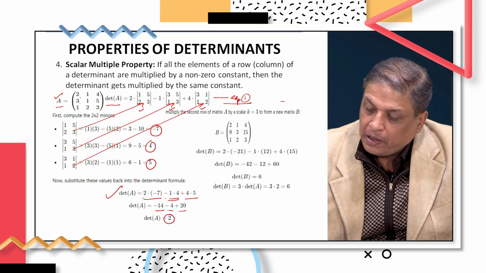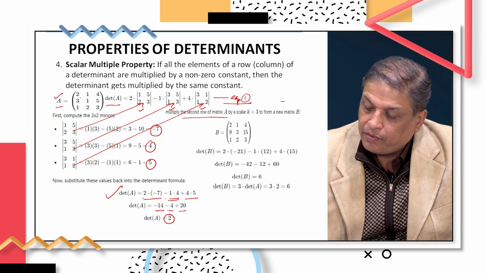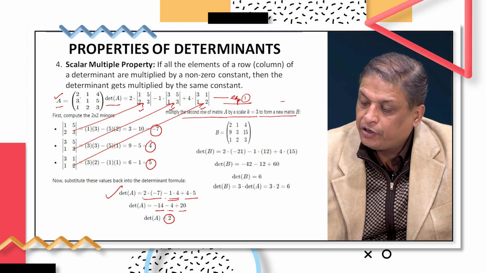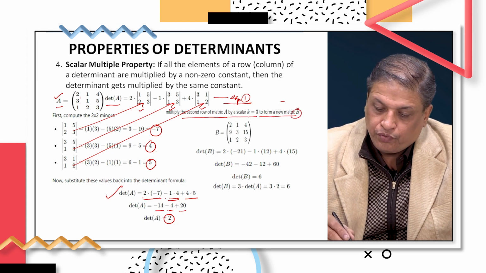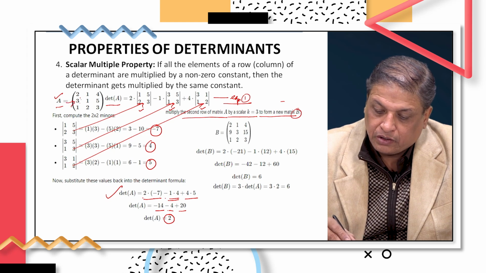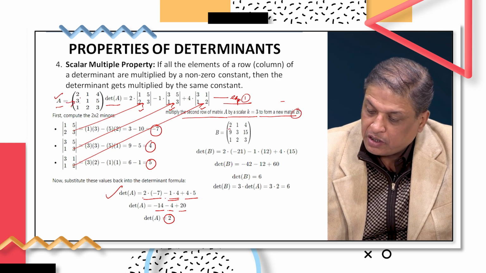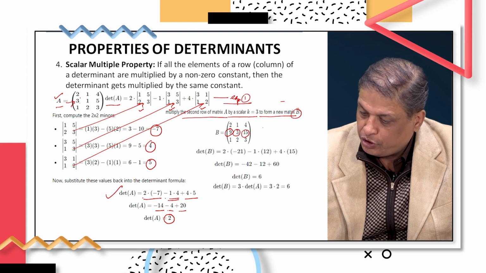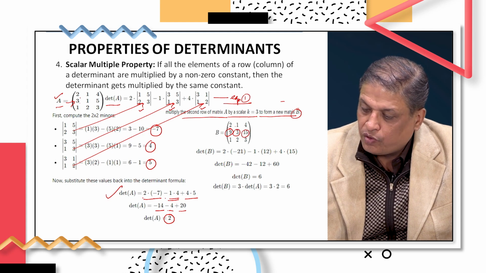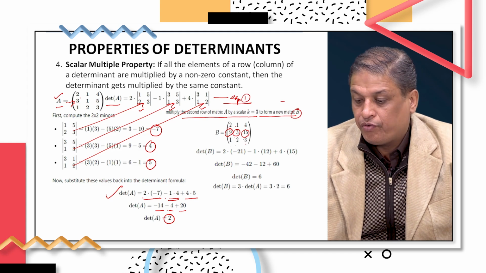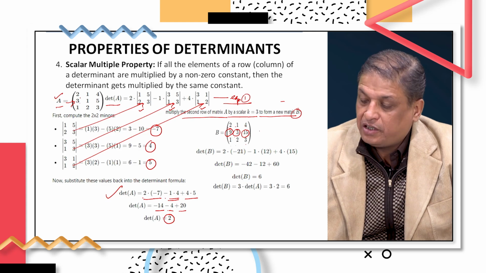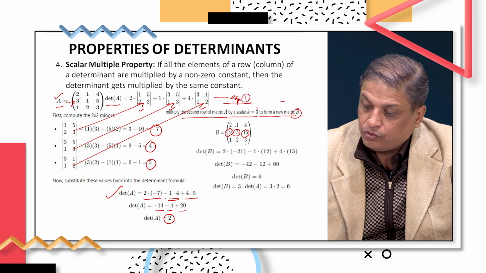Now, if we multiply the second row of matrix A with a scalar, say K is equal to 3, we determine a new matrix B. So if the second row is multiplied by 3, then 3 into 3 is 9, 1 into 3 is 3, 5 into 3 is 15. So the new matrix B is 2 1 4, 9 3 15, 1 2 3, wherein the second row of matrix A is multiplied by the constant value 3.